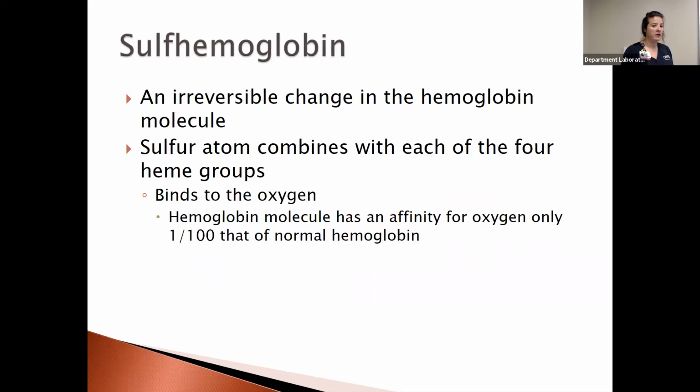And then you have sulfhemoglobin. This is an irreversible change. While with the other two, you can probably give your patient 100% oxygen and help, this one is irreversible, okay? And what happens is a sulfur atom combines at each of the 4 heme groups. It is going to bind to the oxygen, therefore inhibiting the release of oxygen. I believe if a patient has sulfhemoglobin, then their plasma is going to be cherry red.